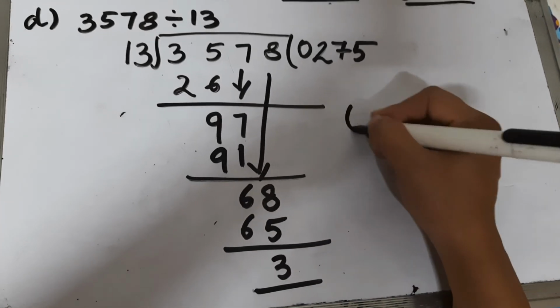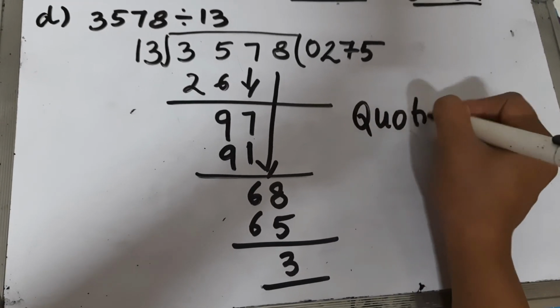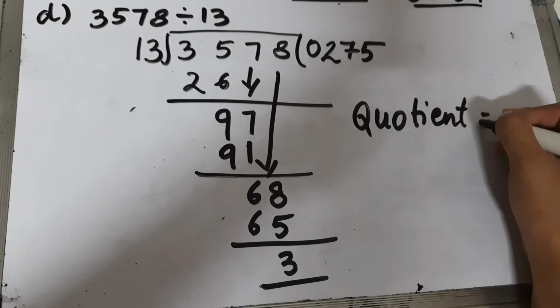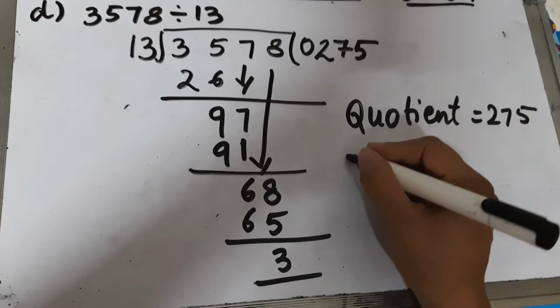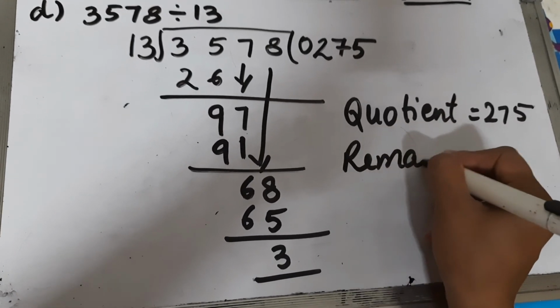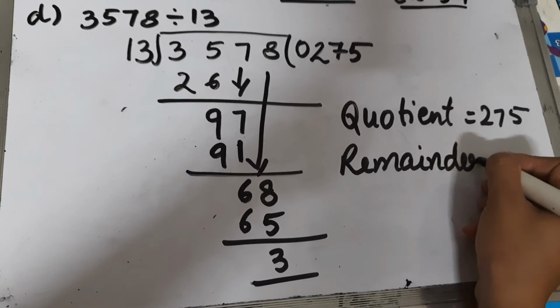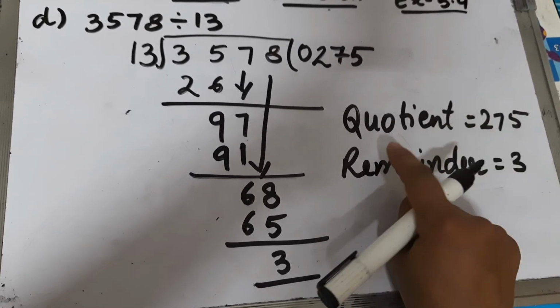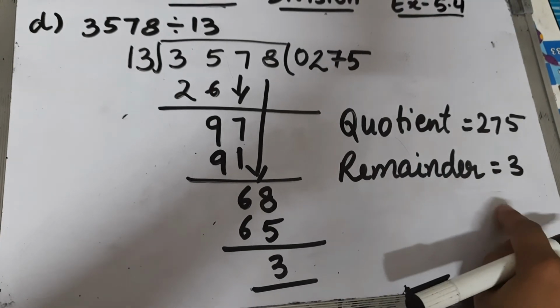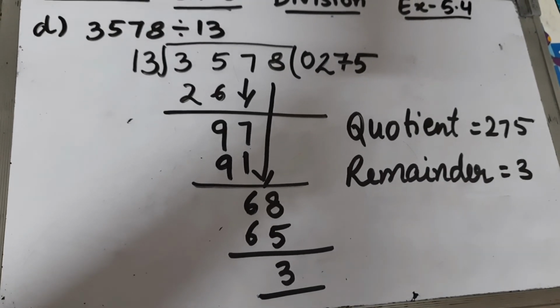So what is your quotient? Your quotient is 275 and remainder is 3. So this is D part of question number first.